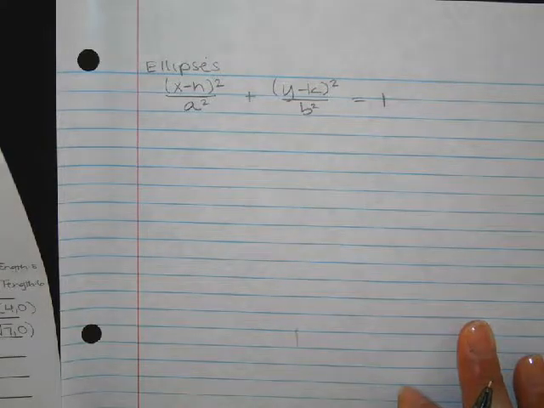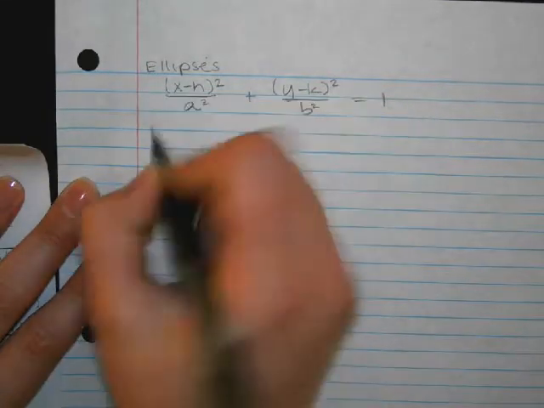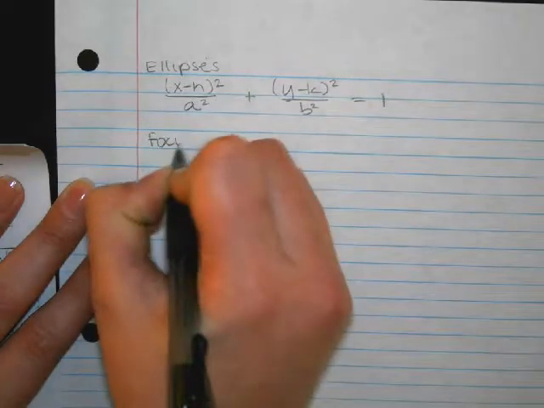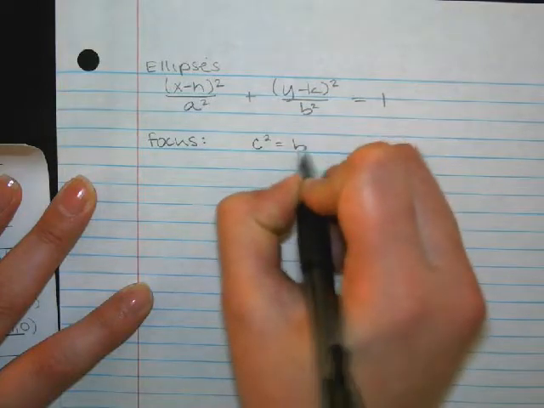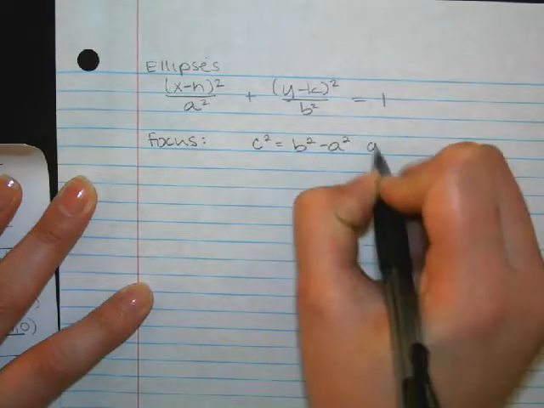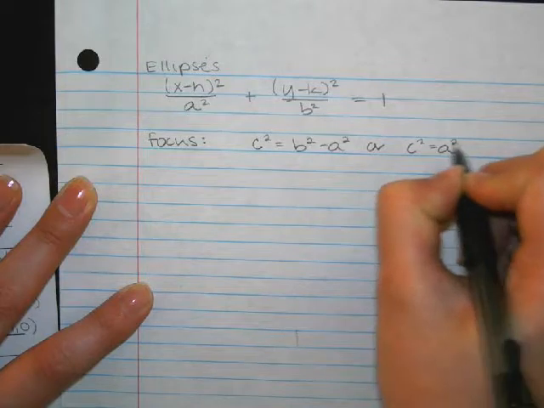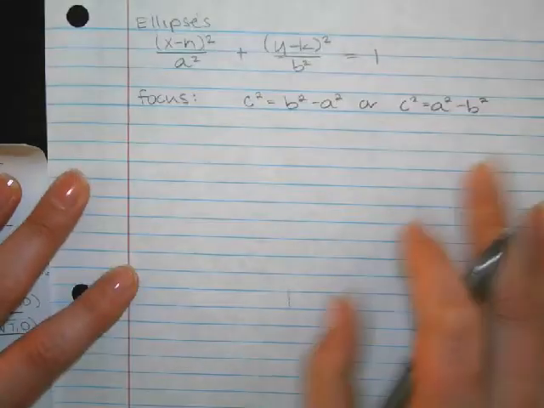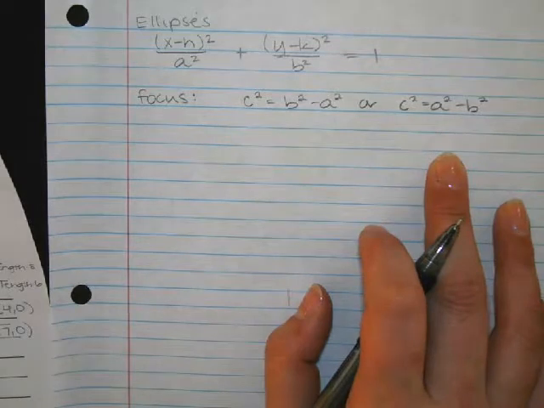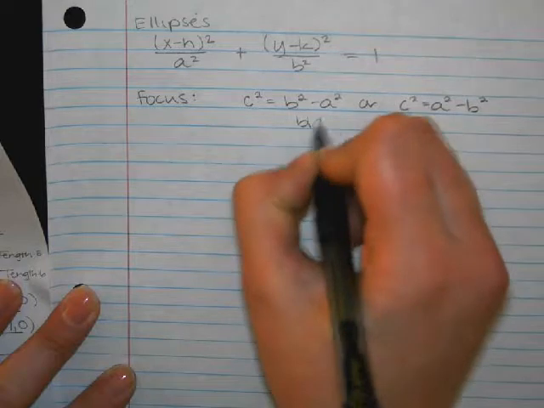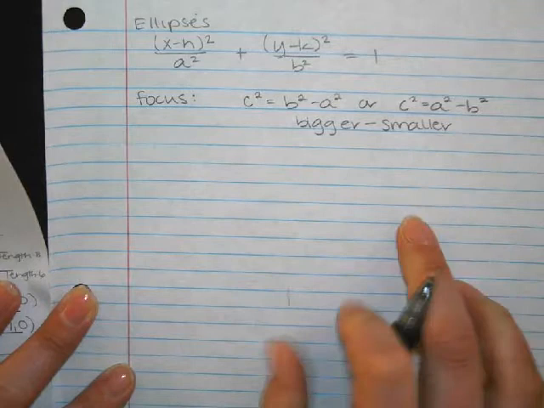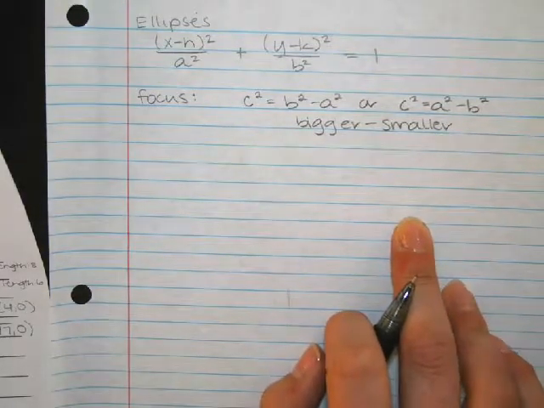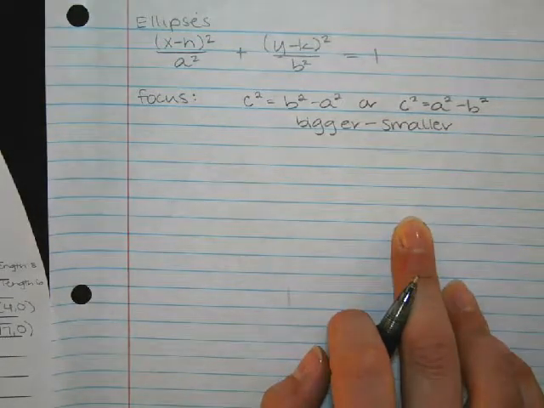Okay? So, the way that you find the focus is you start with the equation c² equals b² minus a², or c² equals a² minus b². It depends on which one is bigger. So underneath here, I'm just going to say bigger minus smaller, because I don't need you guys to memorize that. I just need you to know that you subtract them, and you always do bigger minus smaller.